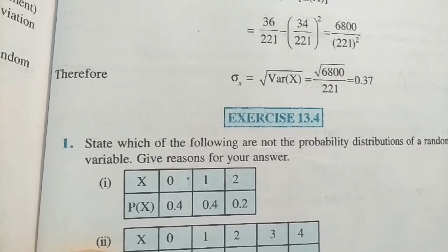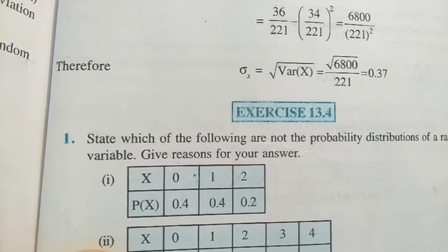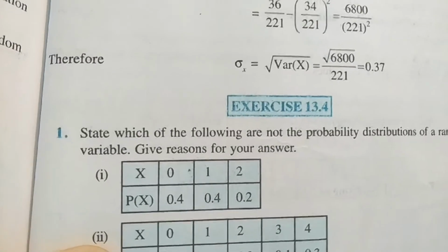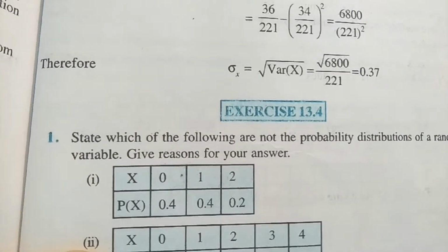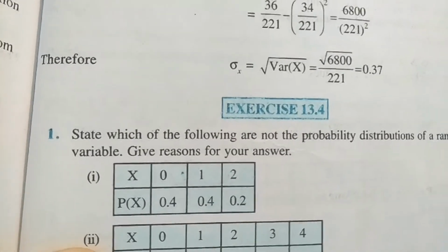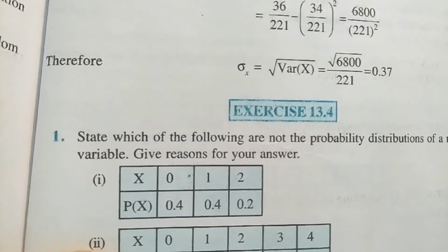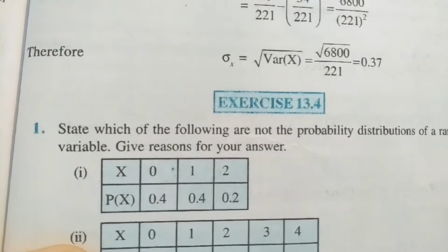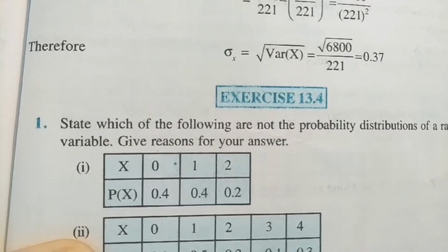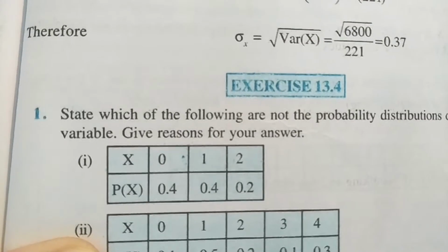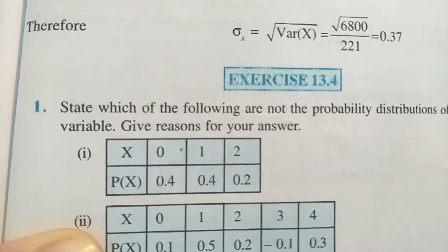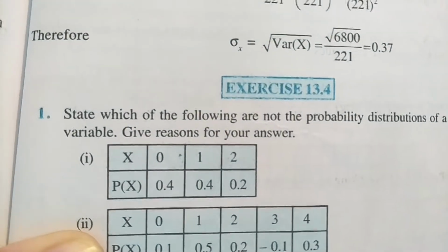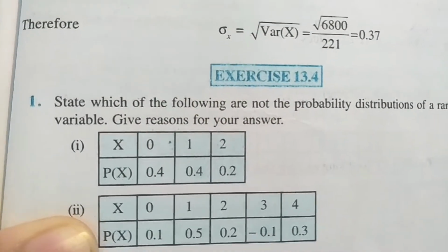Just look at the first table, P of x: 0.4, 0.4, 0.2. If you want to check whether the given table is a probability distribution or not, we need to check two conditions. First, all the probabilities should be greater than 0, and second, the sum of all probabilities is equal to 1. Here all the probabilities are greater than 0. Now just check the sum. 0.4 plus 0.4 is 0.8, 0.8 plus 0.2, that is 1. So the first one is a probability distribution.